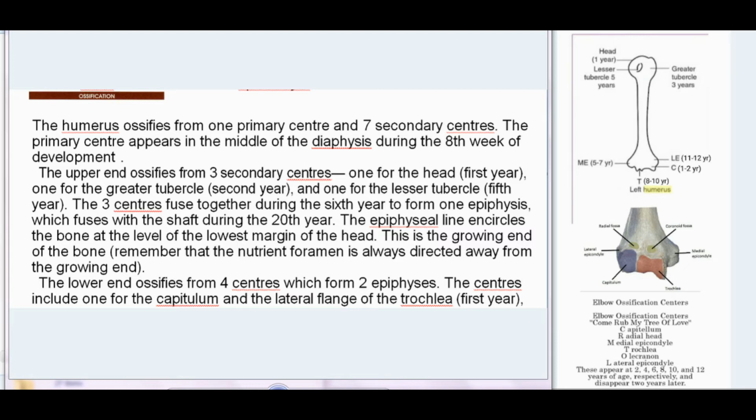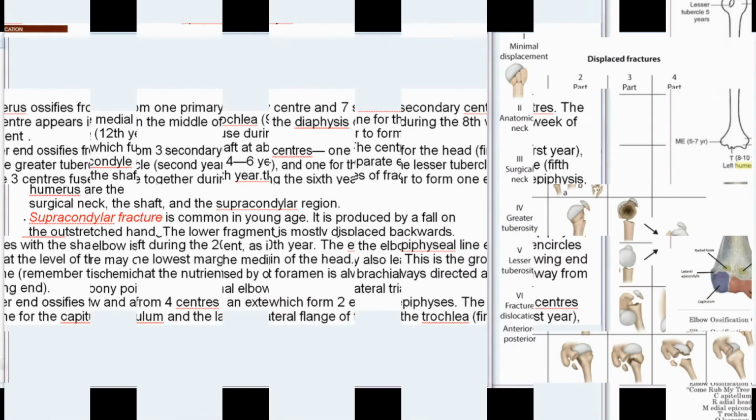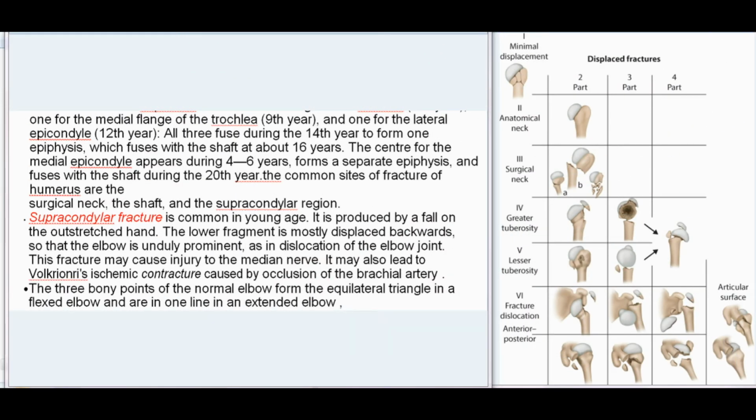This is the growing end of the bone. Remember that the nutrient foramen is always directed away from the growing end. The lower end ossifies from 4 centers which form 2 epiphyses. The centers include 1 for the capitulum and the lateral flange of the trochlea, 1st year, 1 for the medial flange of the trochlea, 9th year, and 1 for the lateral epicondyle, 12th year. All 3 fuse during the 14th year to form 1 epiphysis, which fuses with the shaft at about 16 years.